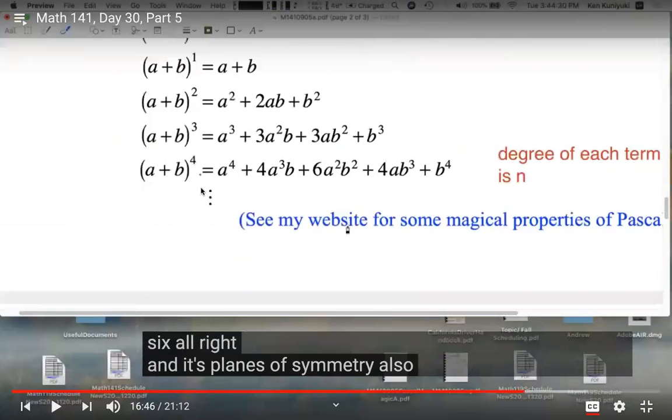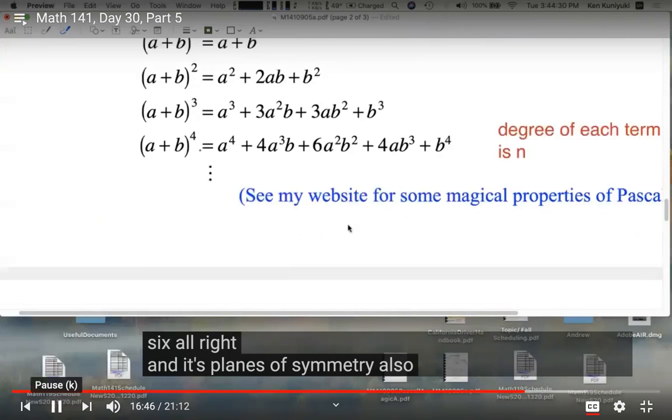Don't forget you attach the coefficients 1, 4, 6, 4, 1. That's pretty evident, but I technically forgot to say that. You attach the coefficients from Pascal's triangle here: 1, 4, 6, 4, 1.